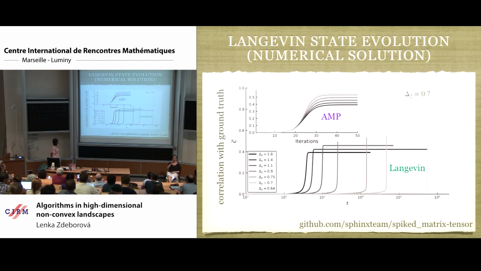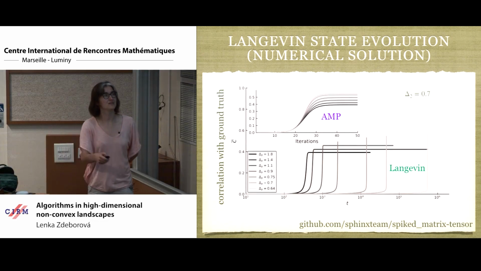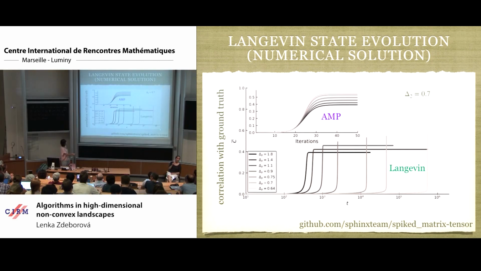And this is an example of how the Langevin algorithm works. To walk you through this figure, this is, as a function of time, the correlation with the ground truth. The different curves are different values of the noise on the tensor. First, the inset is for the AMP algorithm, and there everything is very intuitive. As the noise is getting smaller, the correlation is getting better. As the curve is getting lighter, the correlation is higher. And the curves are not crossing in any way, so that's what you would expect.